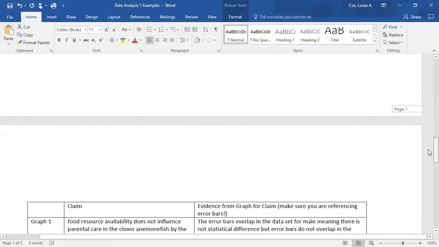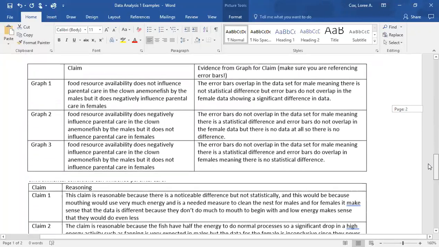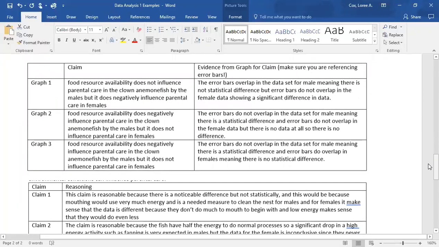Okay, let's look down here at our last student. Okay, so graph 1. Food resource availability does not influence parental care in the clown anemone fish by males, but it does negatively influence parental care in females. Bang. That is perfect. They talked about the males, they talked about the females, they referenced full belly, not full belly, and they gave a statement.